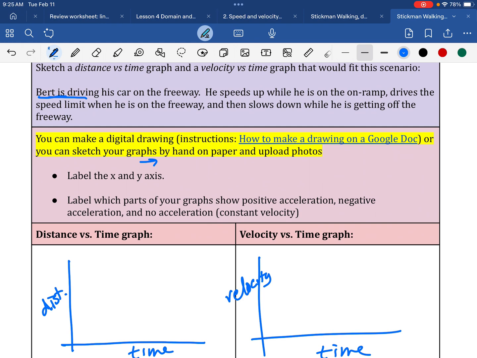Bert is driving his car on the freeway. So first he's going to speed up while he's on the on-ramp, getting onto the freeway. Then he's driving the speed limit, so constant speed. And then he's going to slow down to get off the freeway. So you're going to draw what that graph might look like, and then what the velocity versus time graph would be. And that's it.